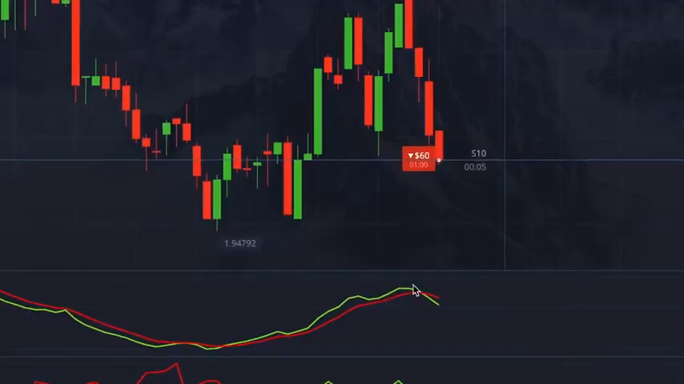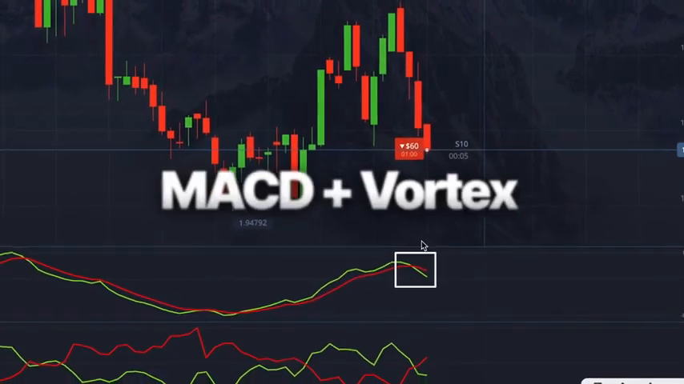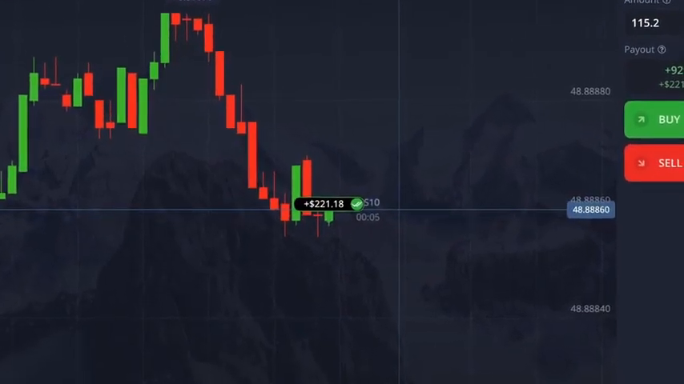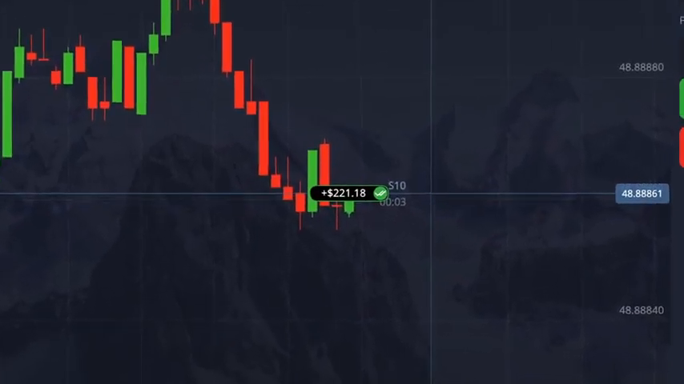I used to enter on emotions. I guessed, I rushed, confused pullbacks with reversals, and the market simply took me out. But at some point, I tried the MACD plus Vortex combo and discovered how to correctly enter precise trades right in the moment. And that's exactly how I grew my balance from $60 to $3,000 today. Not because I got lucky, but because I stopped blindly jumping into the trades and started reading the movement structure.